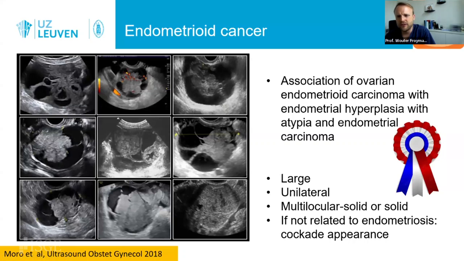Some of the endometrioid cancers originate from endometriosis. If they do not originate from endometriosis, we talk about a so-called cockade appearance. So you see here, you have a confluence of septa coming together, and then you have this large solid component completely circumvented by cystic areas. And this is a so-called cockade appearance, like a concentric solid tumor in the center. And then around it, you see septa with cystic areas around the solid components. So this is a feature which has been associated with endometrioid cancers.